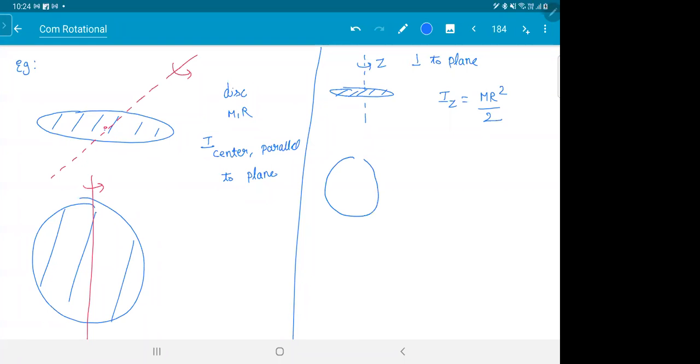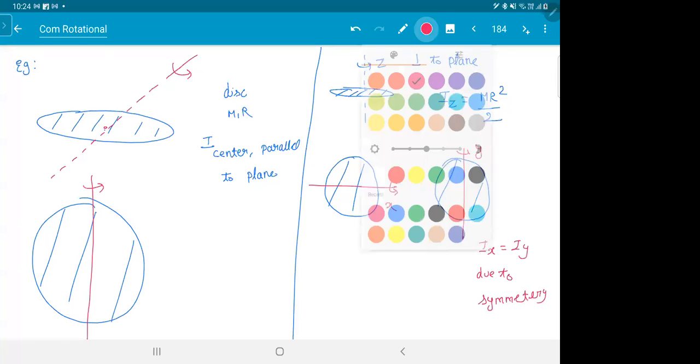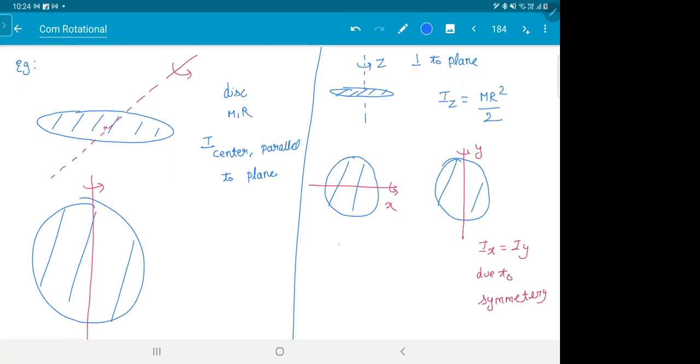Now, if you look at the symmetry here, if you take x like this or y like this, Ix is equal to Iy due to symmetry. You're just turning it by 90 degrees, nothing much. Both are identical. Now, from the perpendicular axis theorem, what do you get?